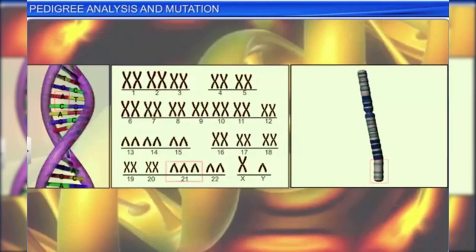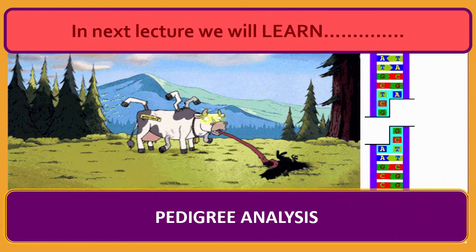Therefore, mutations in genes and chromosomes lead to several disorders, and the inheritance pattern of these disorders can be studied through pedigree analysis. In the next lecture, we will learn about pedigree analysis.